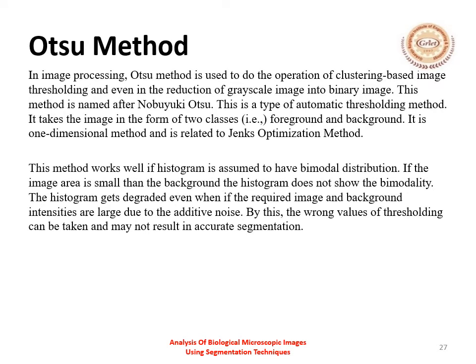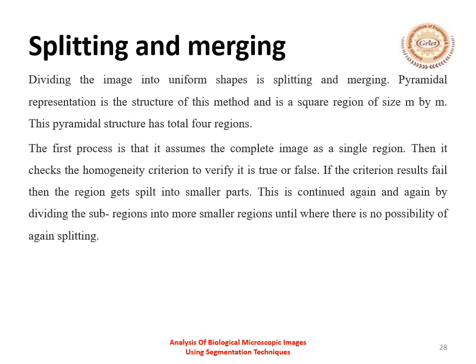The Otsu method is used to do operations on clustering based images, and it's also used for reduction of grayscale images into binary images. Splitting and merging is based on dividing the image into square regions of size m by m and then analyzing each square: if they have similar attributes, merging them, or if not, splitting them.